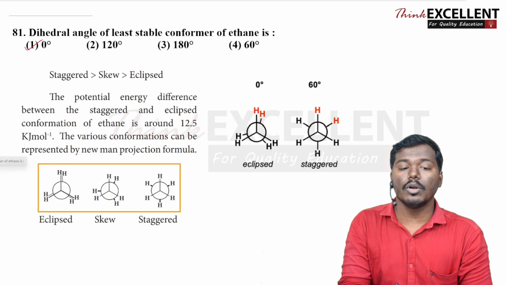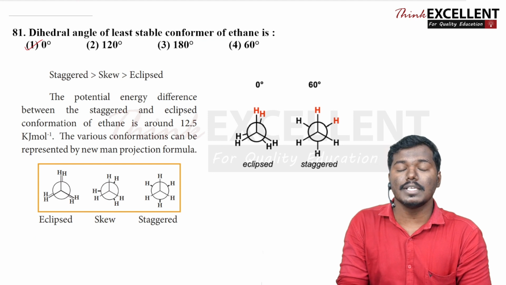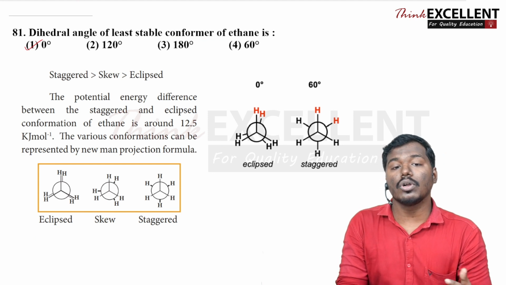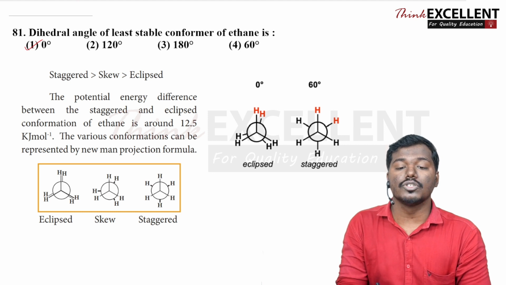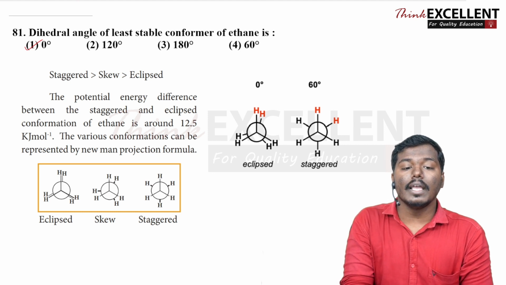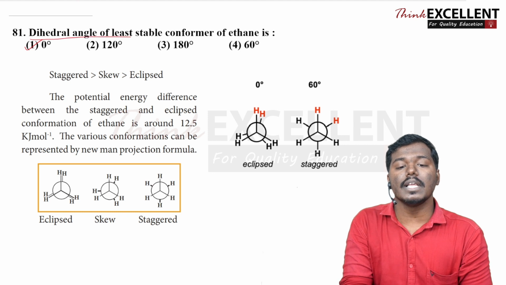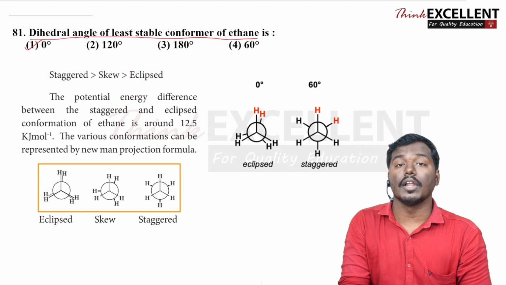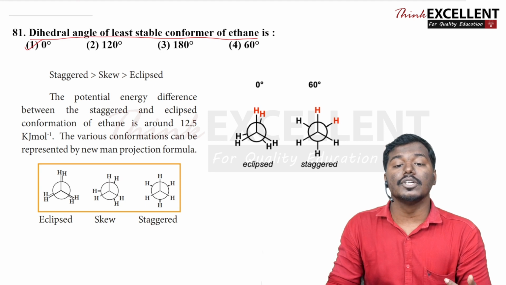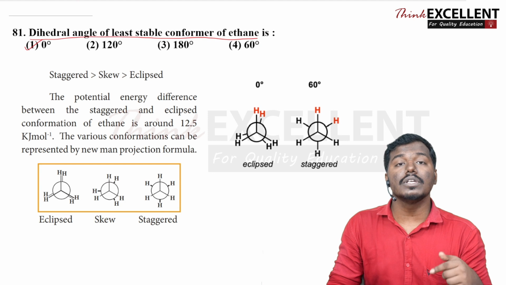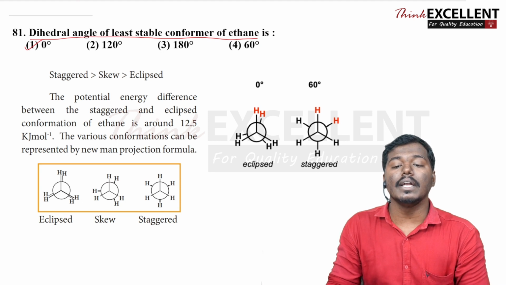Okay, so next we are going to question number 81. You can see that it is based on the hydrocarbon lesson. So hydrocarbon la different conformations நம்ம படிச்சிருக்கோம். So here they have asked the dihedral angle of the least stable conformer of ethane. So ethane la different conformations irukku: staggered, skew as well as eclipsed. Adula least stable conformer is the eclipsed. So in eclipsed, the dihedral angle is 0 degree.